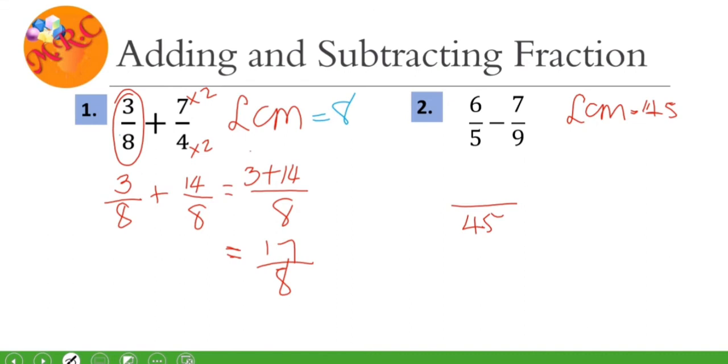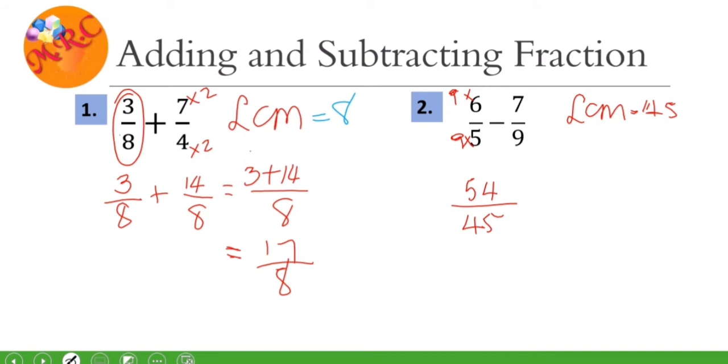I need to figure out what I did to this 5 to get it to 45. Oh, she multiplied it by 9. Yes. So I multiplied that 5 by 9 to get 45. So I'm going to do the very same thing to the numerator, which is to multiply it by 9. And 6 times 9 is 54.